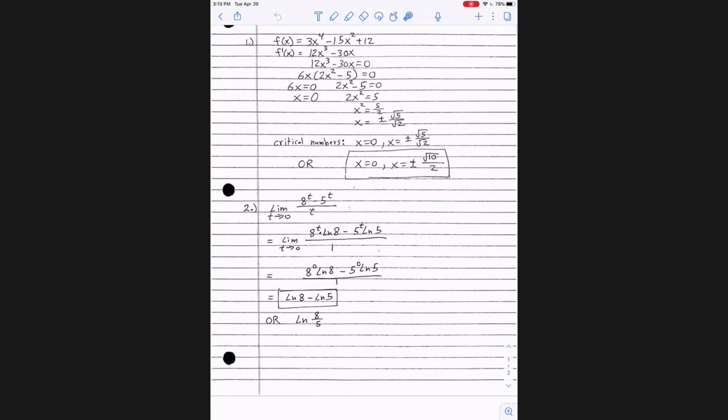Number two, I said use L'Hopital's rule. So you take the derivative of the top and bottom. The derivative of a to the t is a to the t ln of a. And that's that, and then from there you go to that. And I accept either answer.